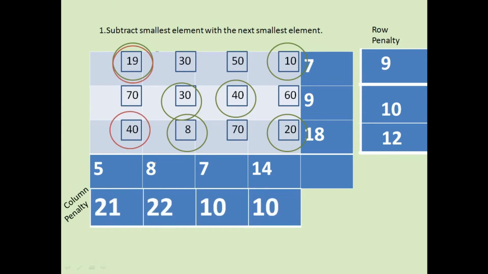So then we find the column penalty, that is, same technique we apply for the first column. So here if we apply it as such, 40 minus 19 becomes 21. So we subtract the smallest element with the next smallest element. Okay, and 30 minus 8, so 8 is the first smallest value, the second smallest value is 30, and then we subtract this as 30 minus 8, which is 22, and similarly all the other values here.